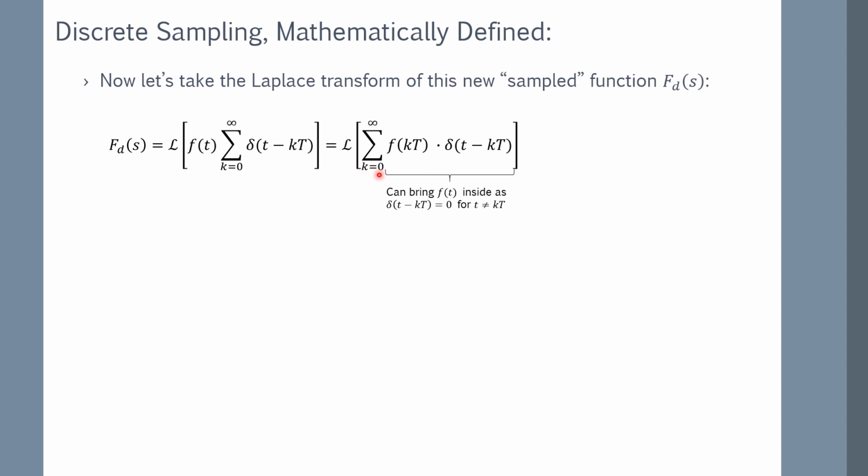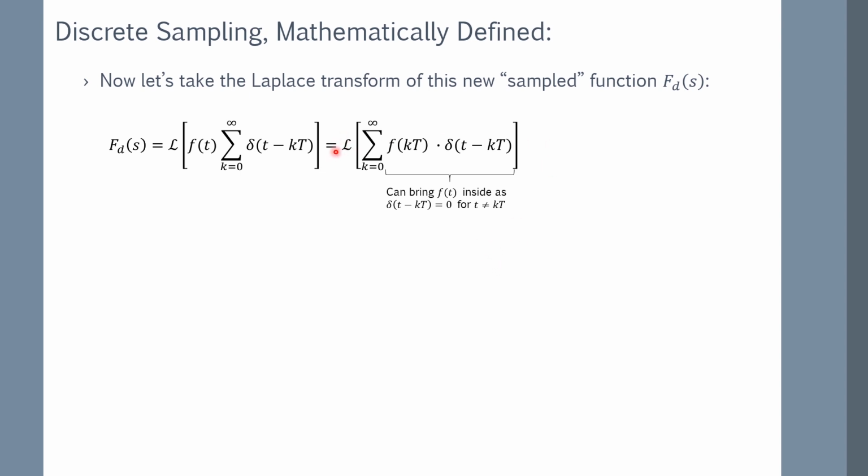Before we actually do the Laplace transform, there's a little trick we have to do here. Since f(t) times delta(t - kT) is defined as 0 everywhere except at the particular point of the sample, you can actually bring this f(t) inside and write f(kT). Basically this would be a stair-stepped version of f, and you still get exactly the same mathematical representation. But this one is a little bit easier to handle, as we're going to see.